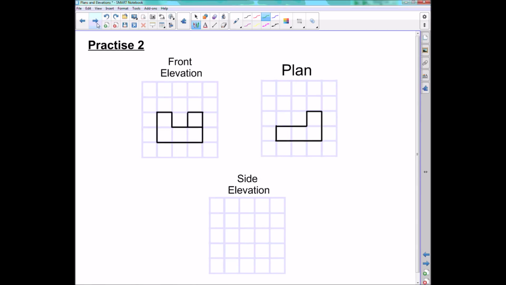So here's one for you to have a go at. I've given you the front elevation and the plan. See if you can figure out what the side elevation will look like.